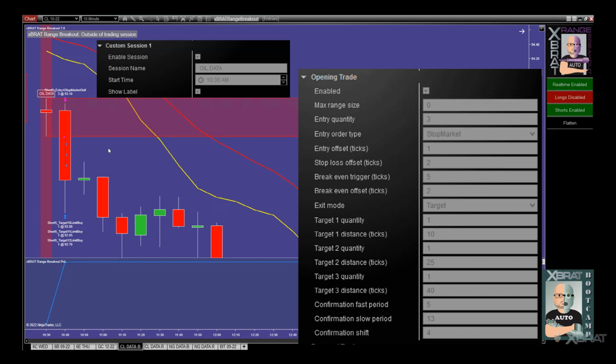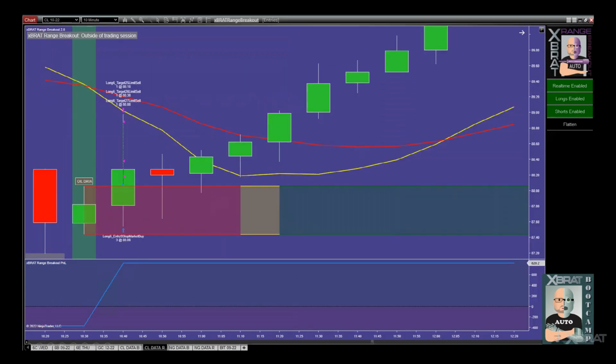That is safety. Again, the exit mode is target. The first contract goes off at 10 ticks. The next contract profit 25. The next contract is 40. Very, very simple. Don't overcomplicate it. Just look for that reaction. Again, once a week. But when you add that once a week of oil to that once or twice a week on gold, those data reactions, they start to add up. So this is the opposite way round.